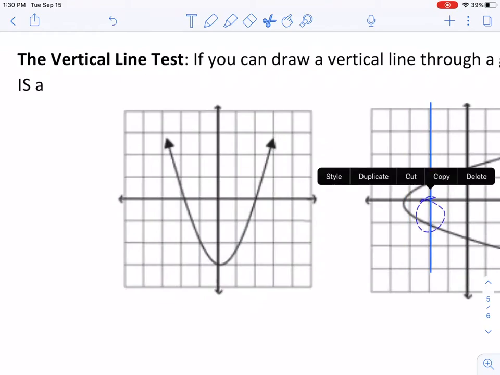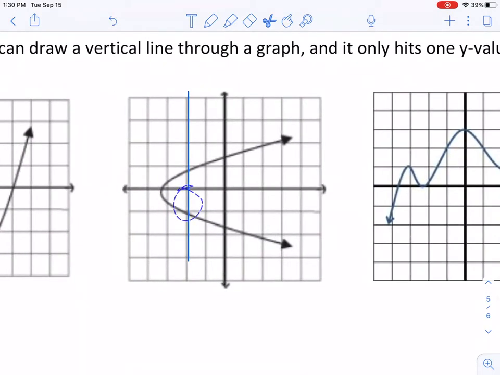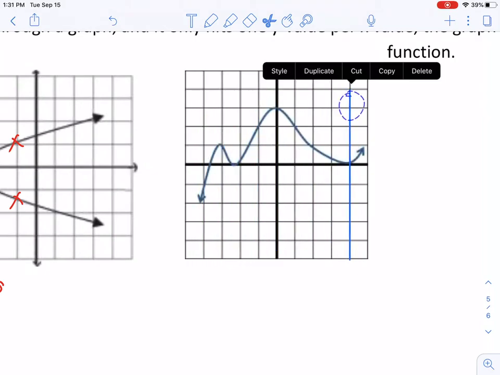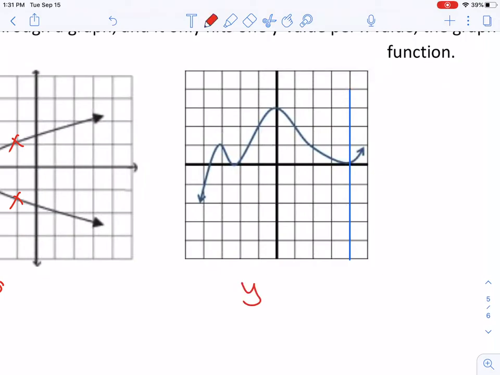In my next one, if you notice, my x value ends up having 2. It hits here and here. This is not a function. So this is no, this one was yes. We'll keep cruising. If I check here, my x value is only hitting once at any given time. And so because it only hits once, this is a function. So yes, this is a function.